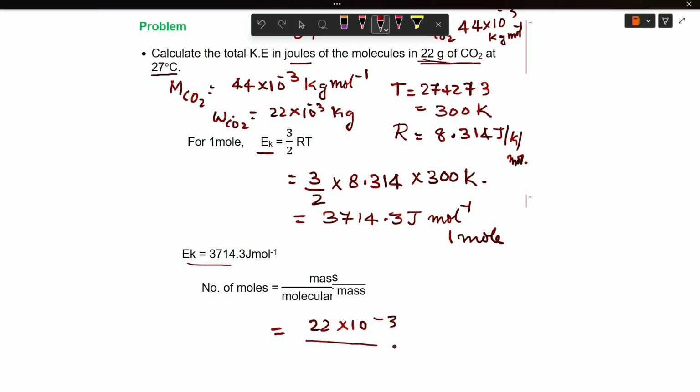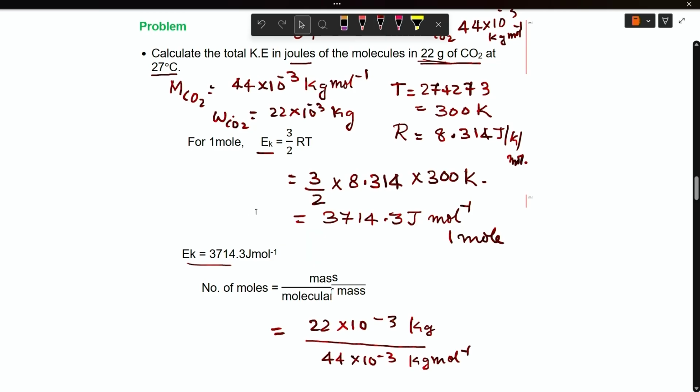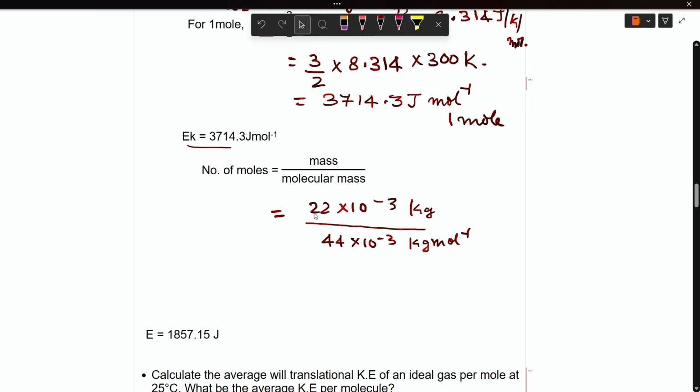Divided by the molar mass, 44 into 10 to the power minus 3 kilogram per mole, and you will get the number of moles from that. That is, we know that here it will be equal to 0.5 moles.